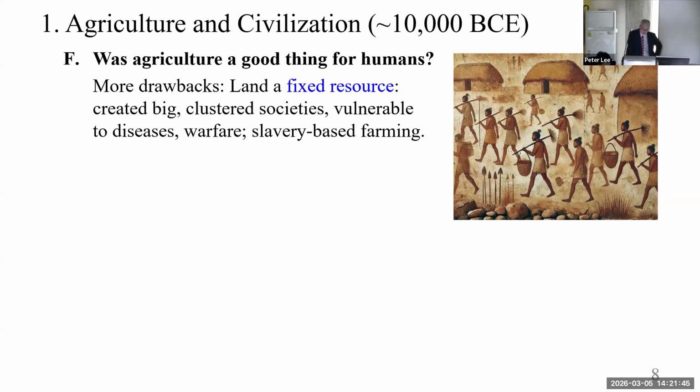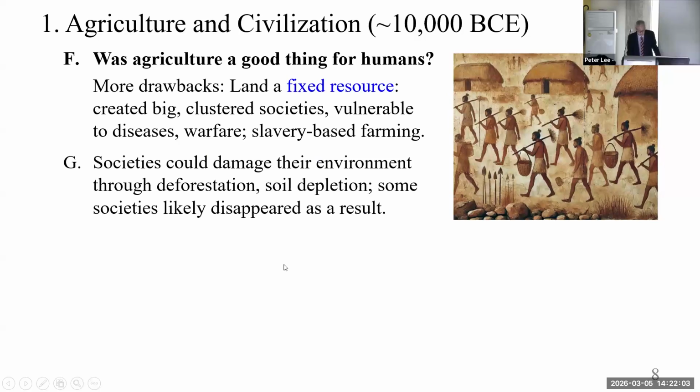The other negative is, as you see it here, slavery became a thing. Because why not, right? Why till the ground yourself if you could capture other human beings and make them work? So slavery-based farming became a part of human society. So these are all negative things.